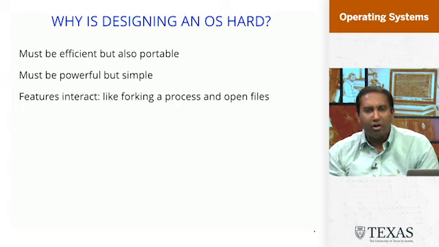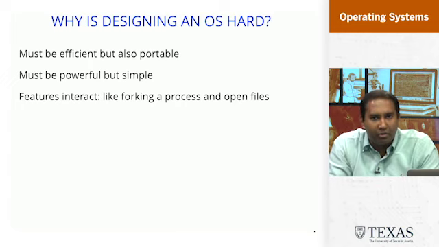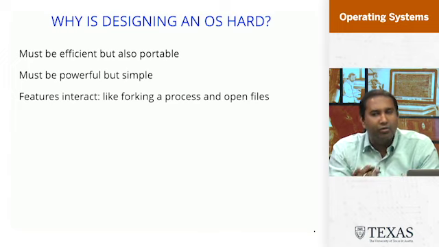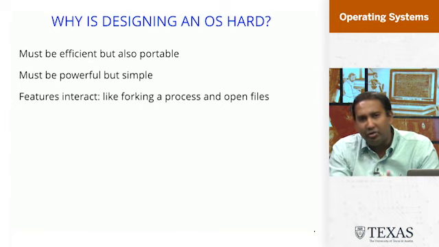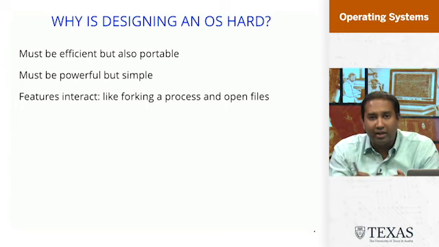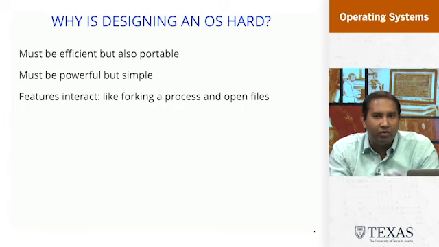A lot of the different features that an operating system provides also interact with each other. For example, if you have opened a file and then you fork that process, the child will also get a copy of that file, or rather the file descriptor. So you have to be really careful in how you design these features such that they interact properly when you write an application. This is another reason why operating system design is hard and challenging.